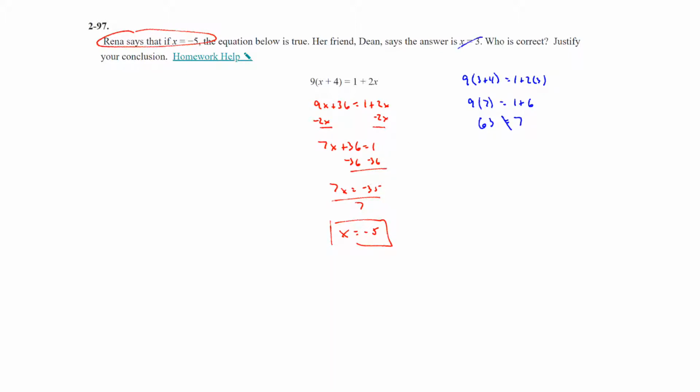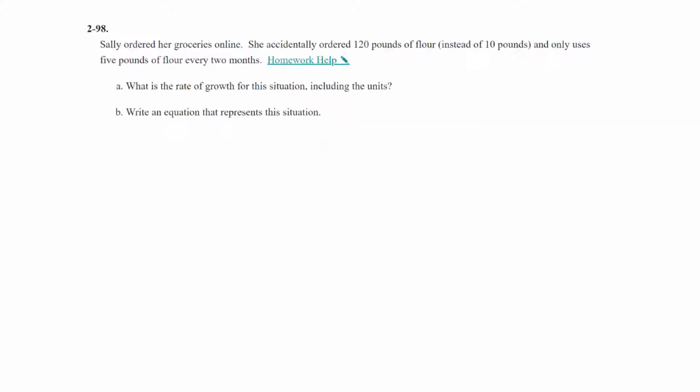And then another way that you could do this, as I said earlier, is for Rena, you could plug in x equals negative 5 and show that it does work. So I'll show that real quick here as well. If we plug in negative 5, we get 9 times negative 1, which is negative 9. Where on this side, it's 1 minus 10, which is also equal to negative 9. So you can see that in Rena's case, it does work.